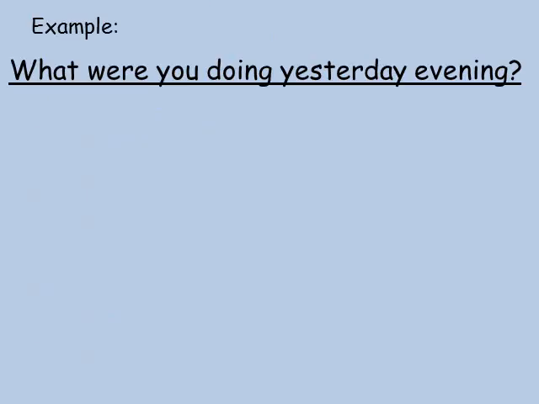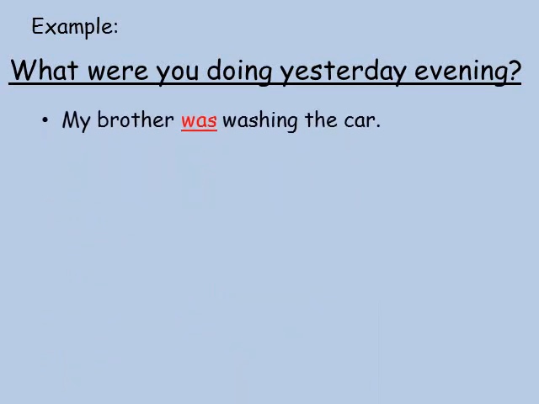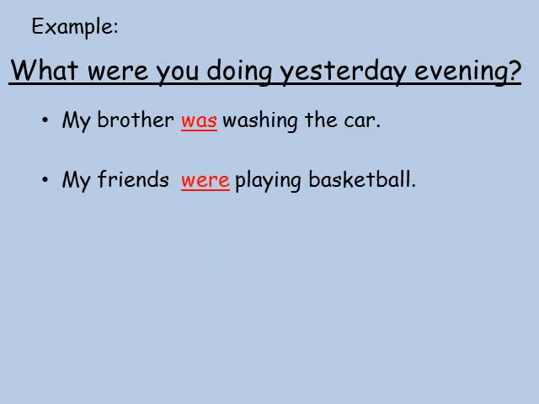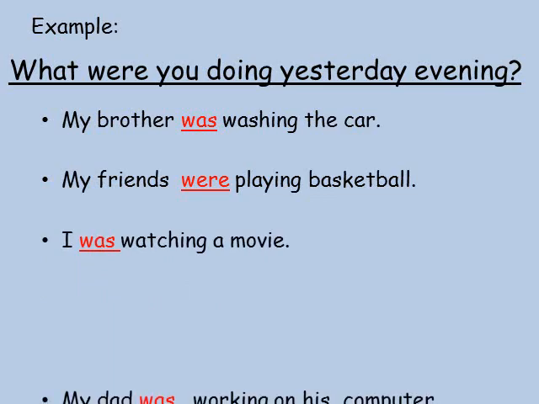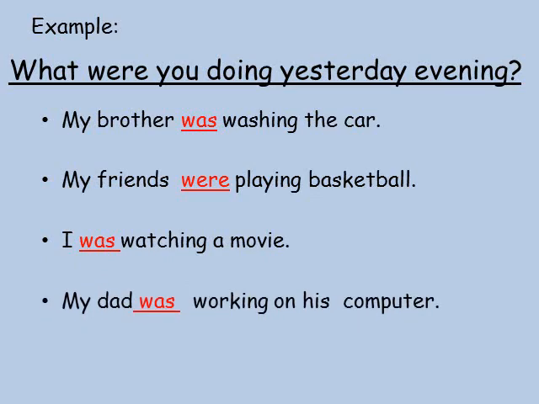Now, let's take some examples. What were you doing yesterday evening? Notice how we are going to use it. My brother was washing the car. My friends, notice with me, my friends were playing basketball. I was watching a movie. My dad was working on his computer. My mom was cooking dinner. So you notice how the verb be will vary in the way we use it between was and were.